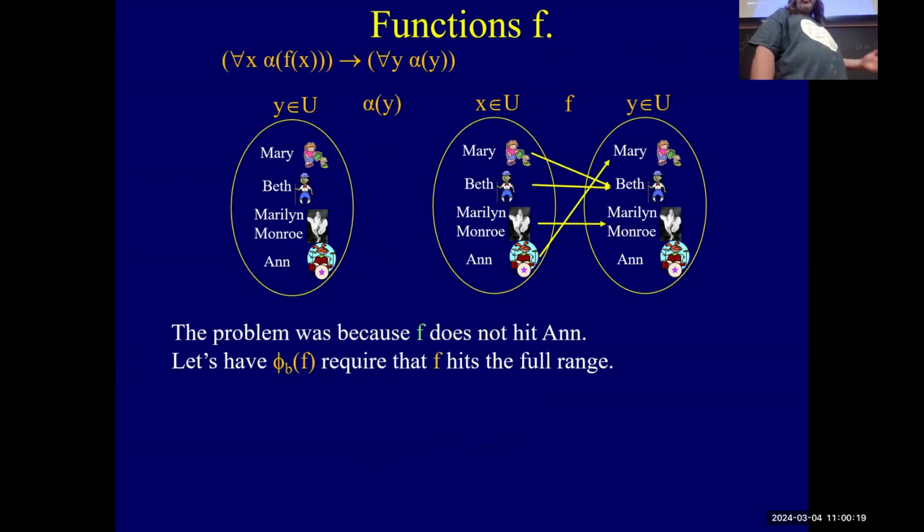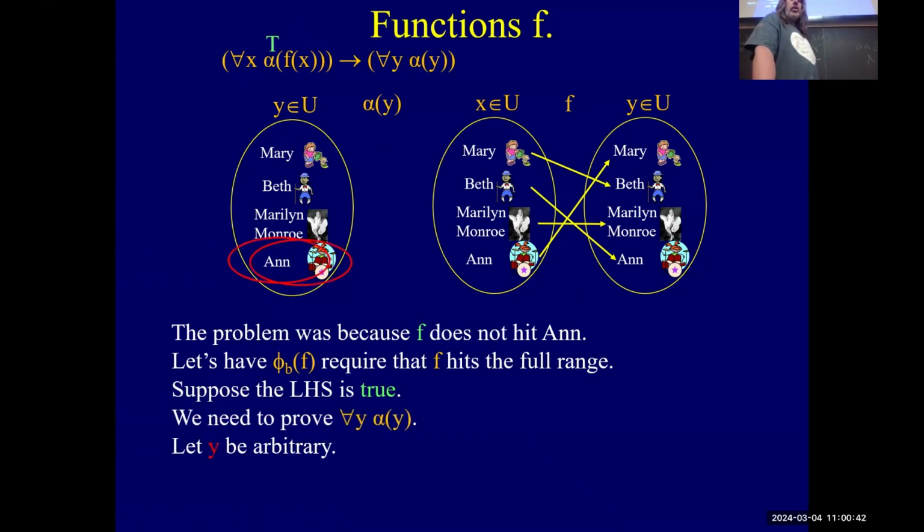Right? All right, so now we think, hey, this is cool. What this is saying is that it fell apart because F didn't hit everybody, right? So let's add a new constraint that F hits everybody, all right?